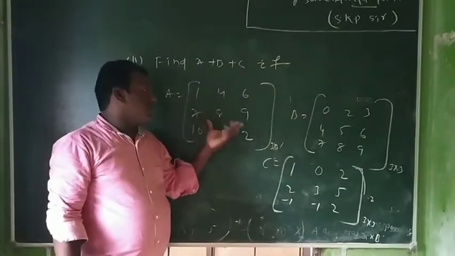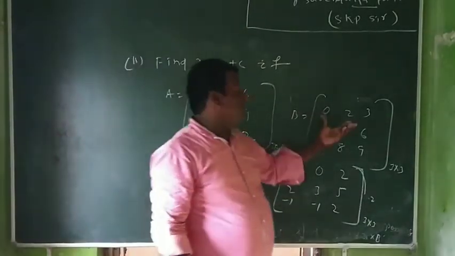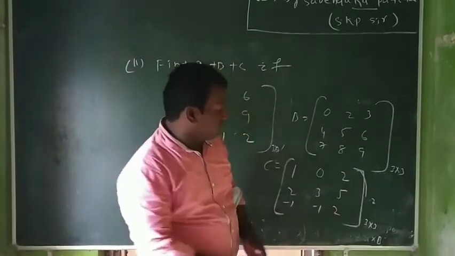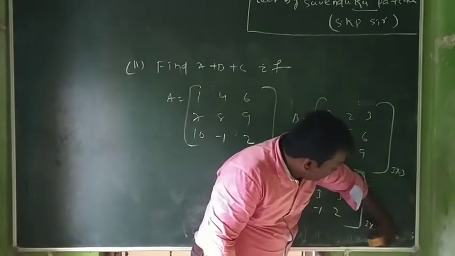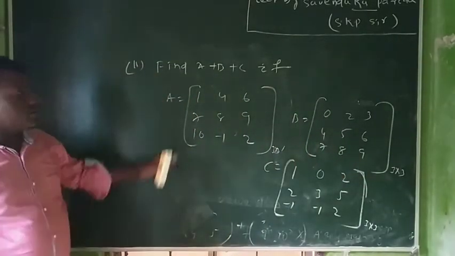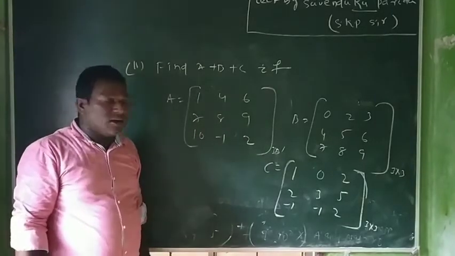Number of rows 3, number of columns 3 for A; for B, number of rows 3, number of columns 3; for C, number of rows 3, number of columns 3. That means order of A equals order of B equals order of C. Then the orders are the same, so we can add them. So, what do we add?